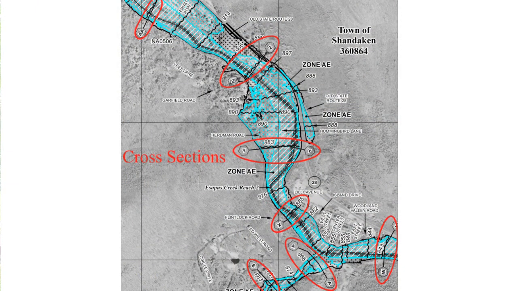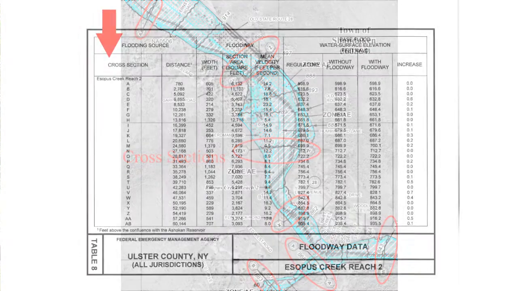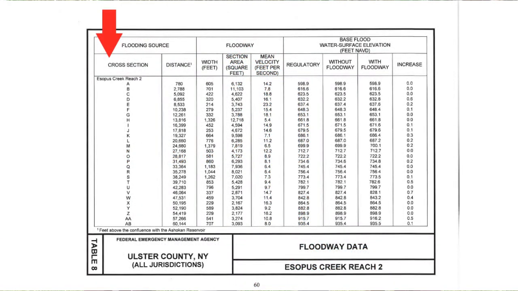Cross-sections are labeled with letters. Basically, surveyors start at the mouth or lowest part of a river or stream and work their way upstream, each cross-section being a different letter of the alphabet. If they run out of letters, they add letters and go sequentially in alphabetical order until their work on that reach of stream is complete. This is the first column of the floodway data table.